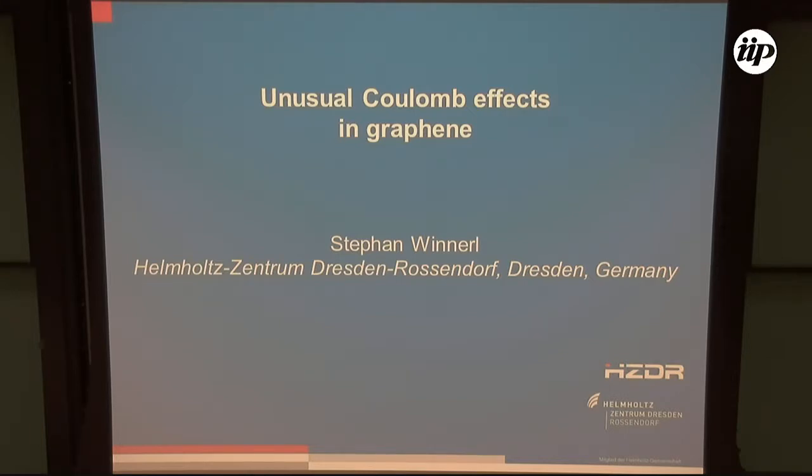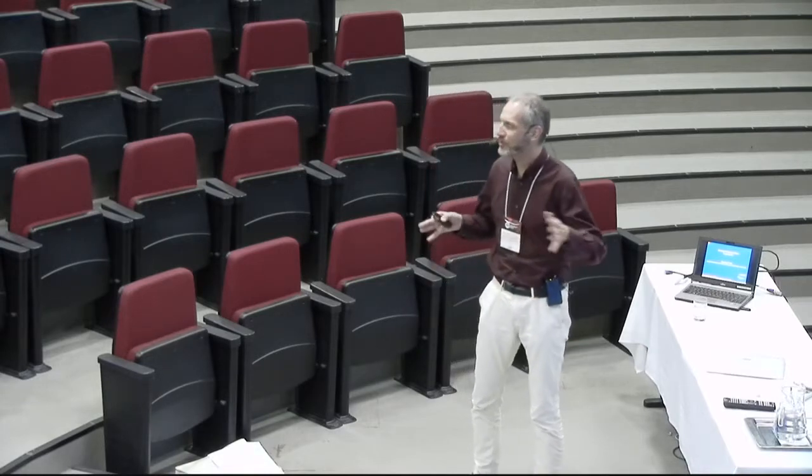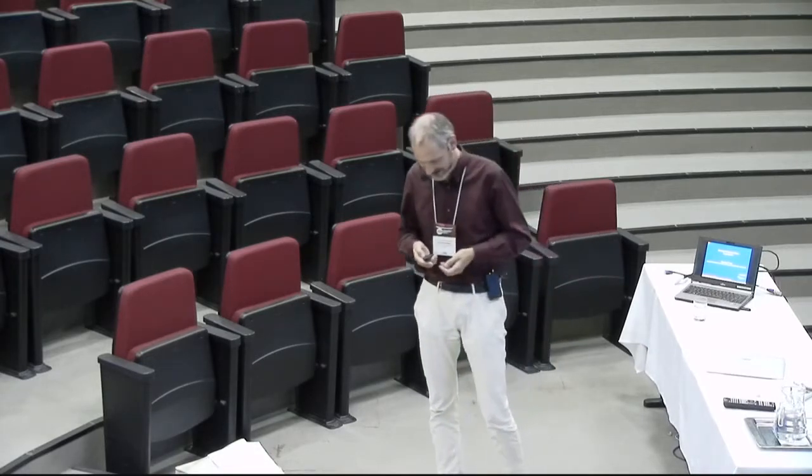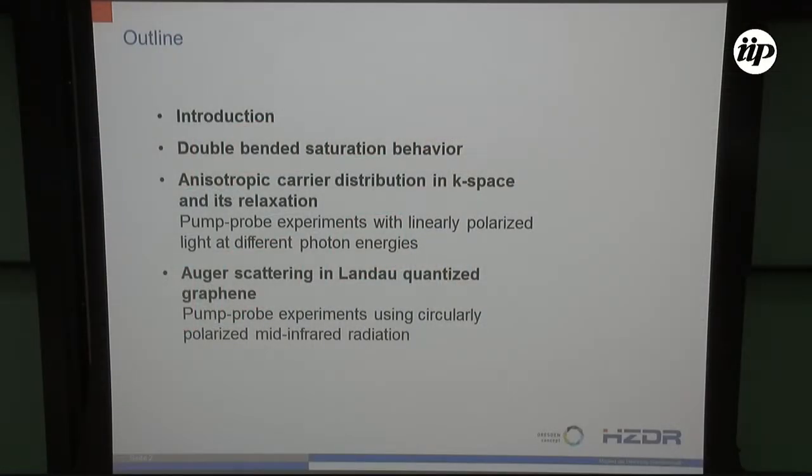So for this talk, I will take you away from ultra cold atoms to hot electrons in graphene. Here's an outline. I will give a brief introduction into graphene in general, and then talk about 3 topics related to Coulomb interaction in graphene. And to those, I will give an introduction at the beginning.